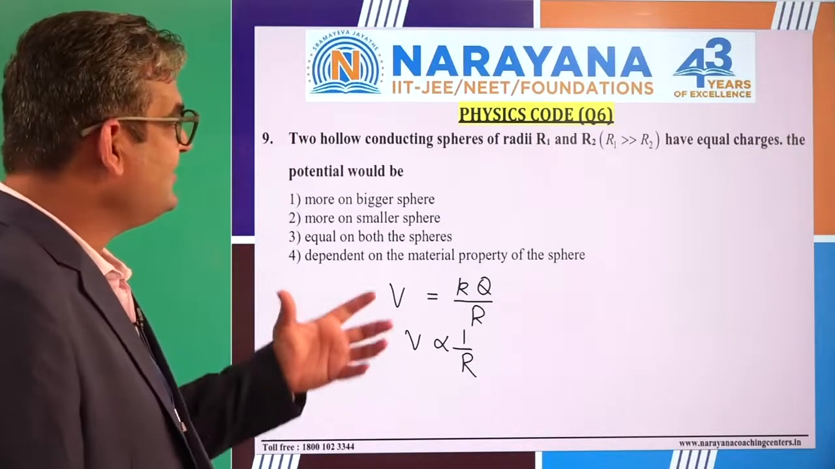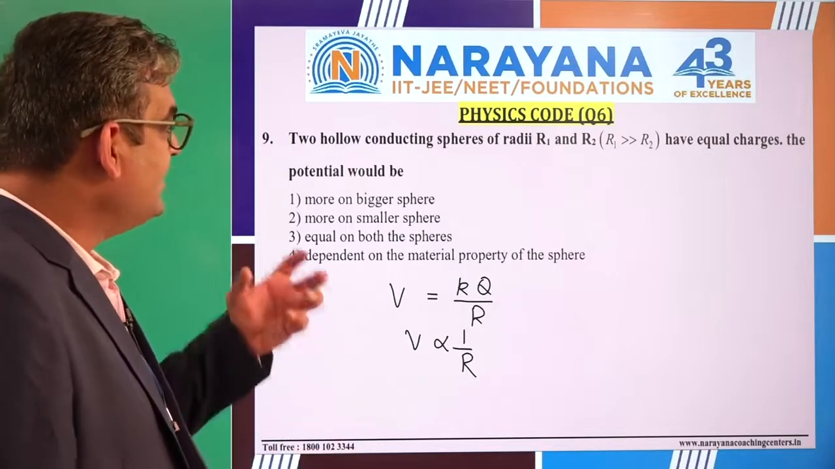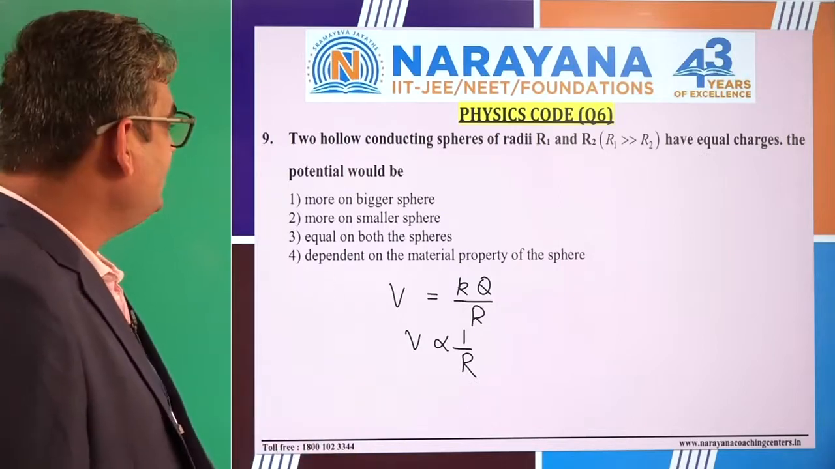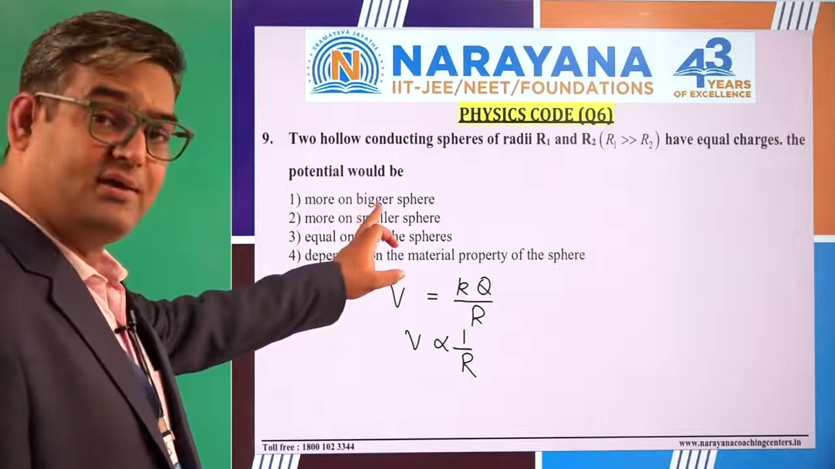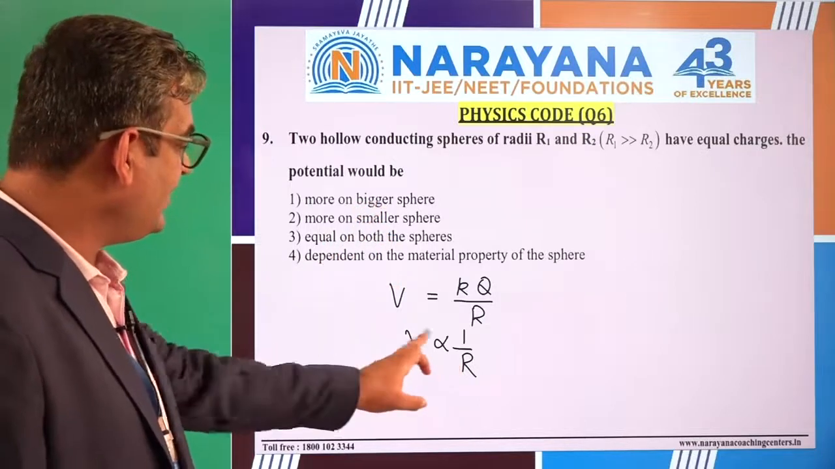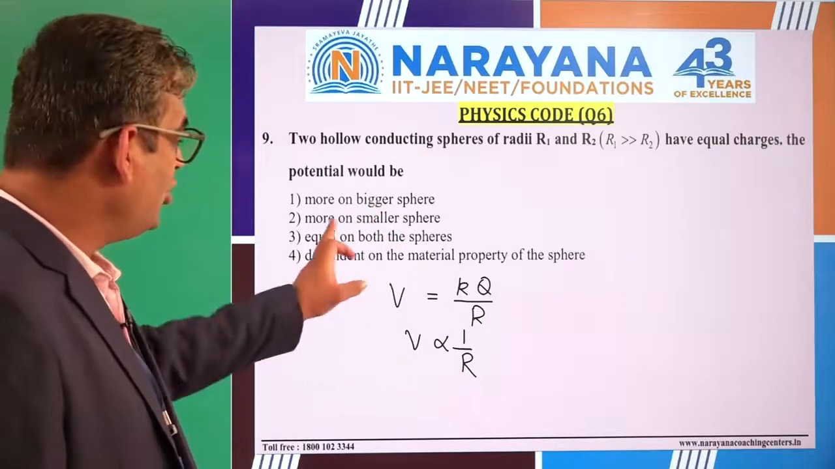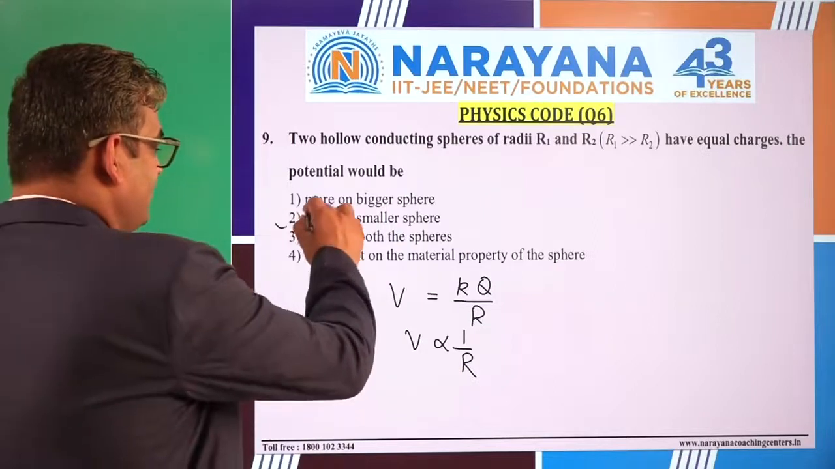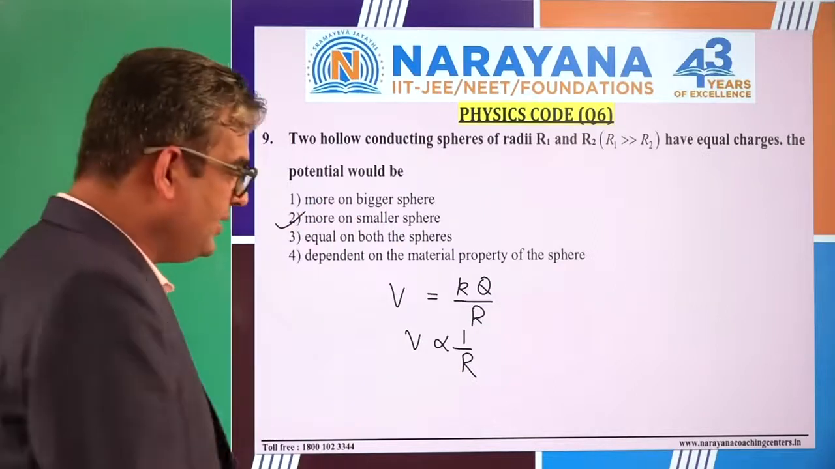It directly means that the bigger sphere will have lesser potential for same charge. And the question is asking us that if two conducting spheres are there, then the potential would be more on bigger sphere? No, because bigger sphere will have lesser potential, more on a smaller sphere. So this should be the correct option. Next question.